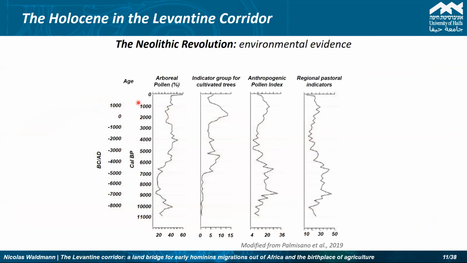And the same paper of Palmisano also recollects all this historical information in the Levantine region, with the pollen data, into a record dated for the last 11,000 years, with several oscillations pointing to the different climate variabilities in the area. Okay, arboreal pollen and cultivated trees. We start with cultivated trees, very prominent about 7,000 years ago, and so on. And regional pastoral indicators starting already 10,000 years ago, and so on.